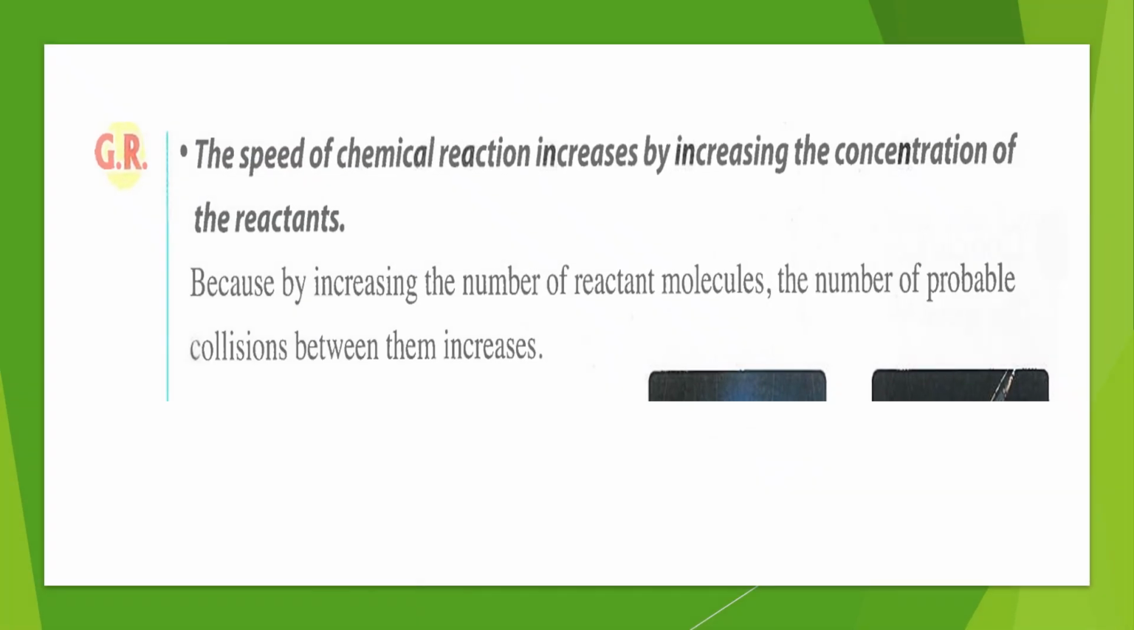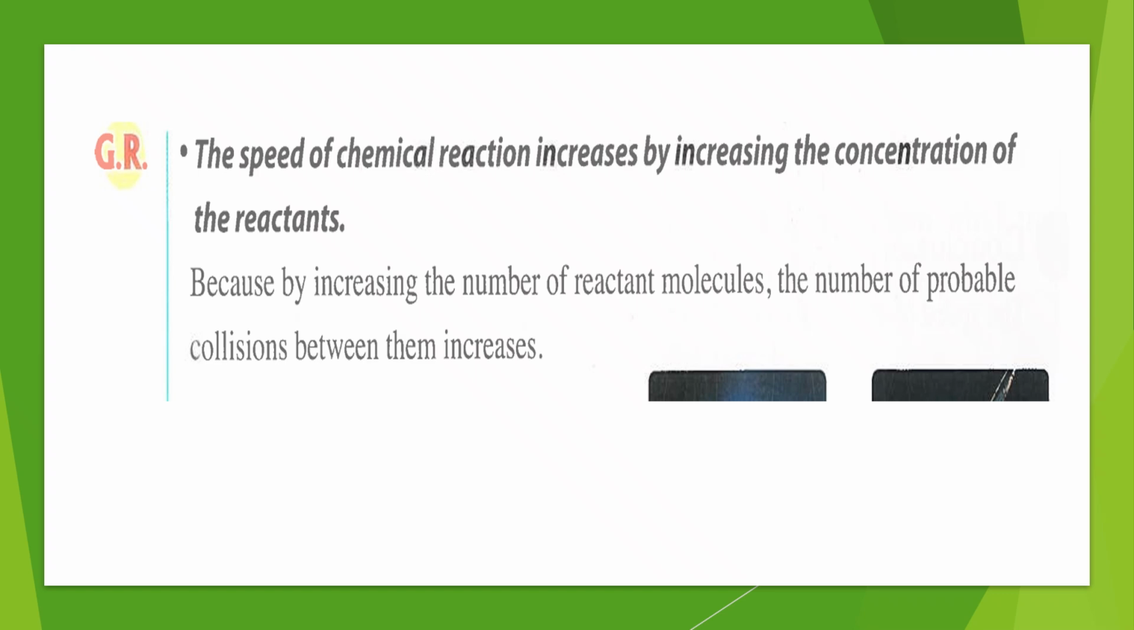To read this question and try to think about the answer. The speed of the chemical reaction increases by increasing the concentration of reactants. My dear students, as we have explained, a higher concentration means a greater number of molecules. A greater number of molecules makes more probable collisions.